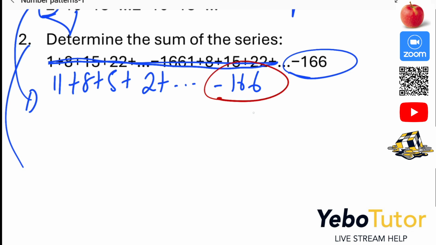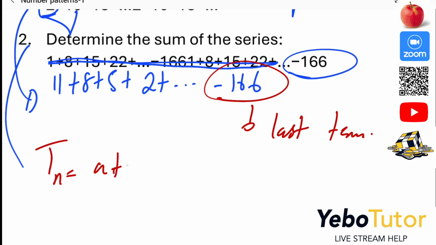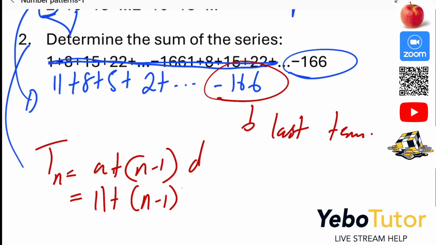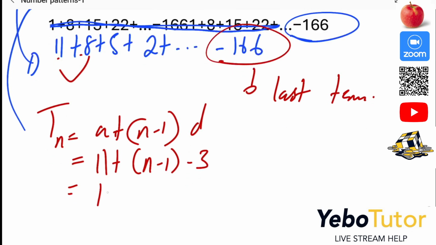Again, the same thing goes. We are given the last term, so we first need to look at our Tn, which is equal to a plus n minus 1 times d. Our a value is given as the first term, which is 11, plus n minus 1, and our d is 8 minus 11, which is negative 3. Then we will have 14 minus 3n as our general term.